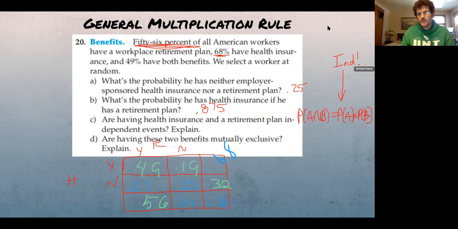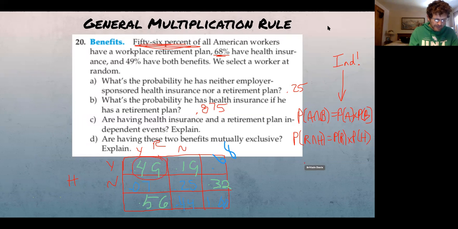So here's what I'm going to do. I'm going to plug these numbers in. I'll rewrite it this way. The probability of retirement and health insurance has to equal the probability of getting retirement times the probability of having health insurance. And that's only true if they're independent. All right, I've said that enough. Hopefully we're good with this setup. I already know the probability of and. It's right here. It's 0.49. The probability of retirement is 0.56. The probability of having health insurance is 0.68.